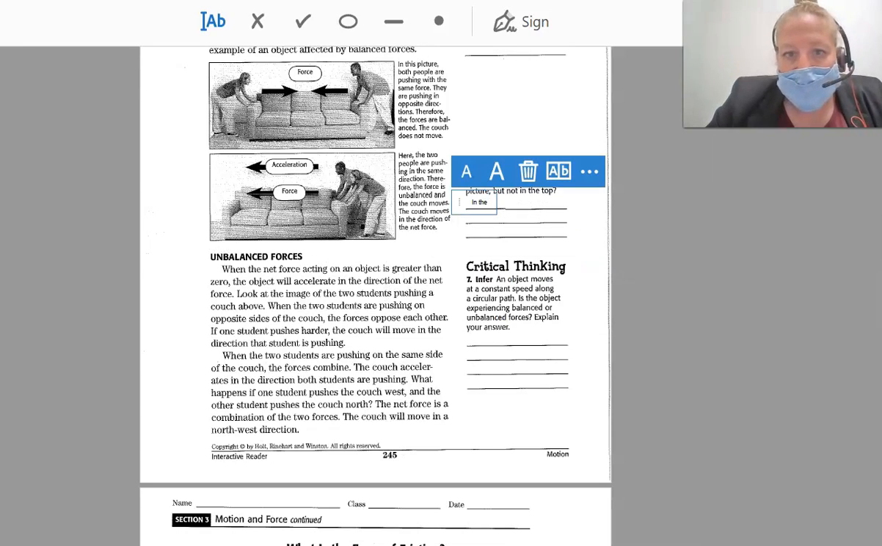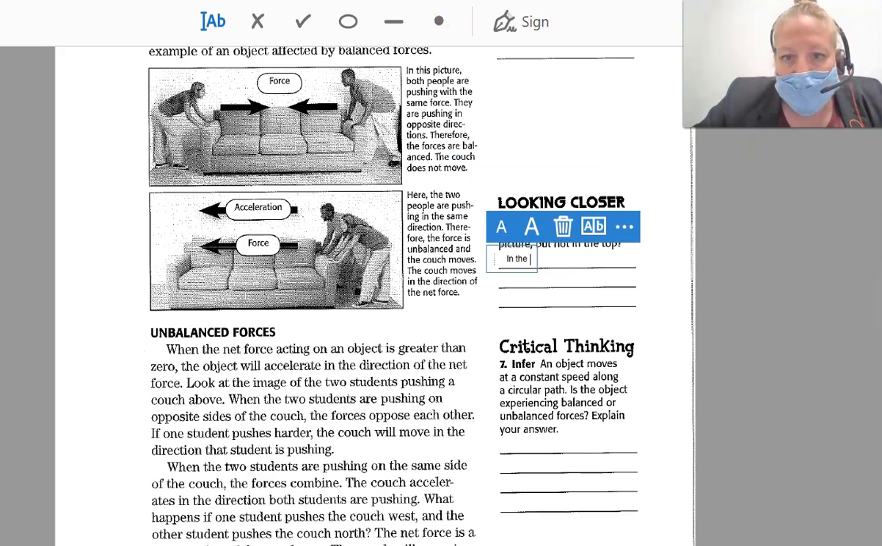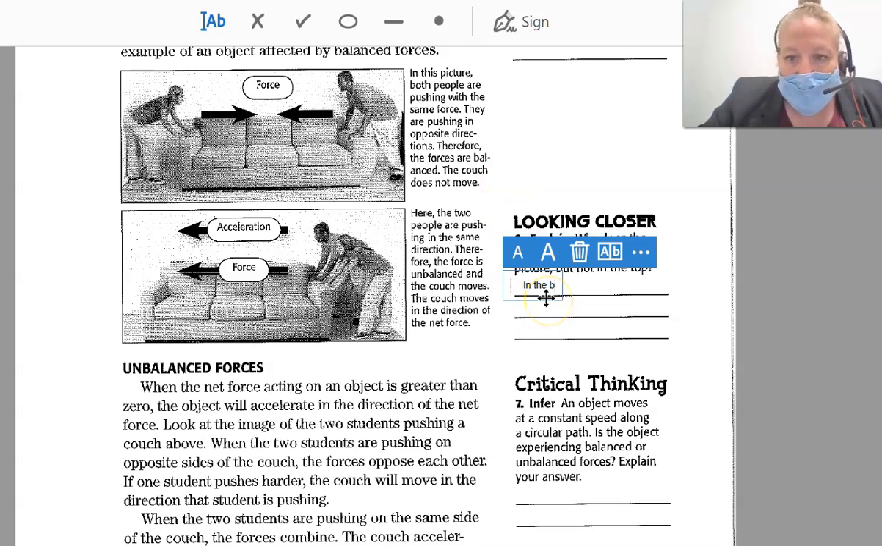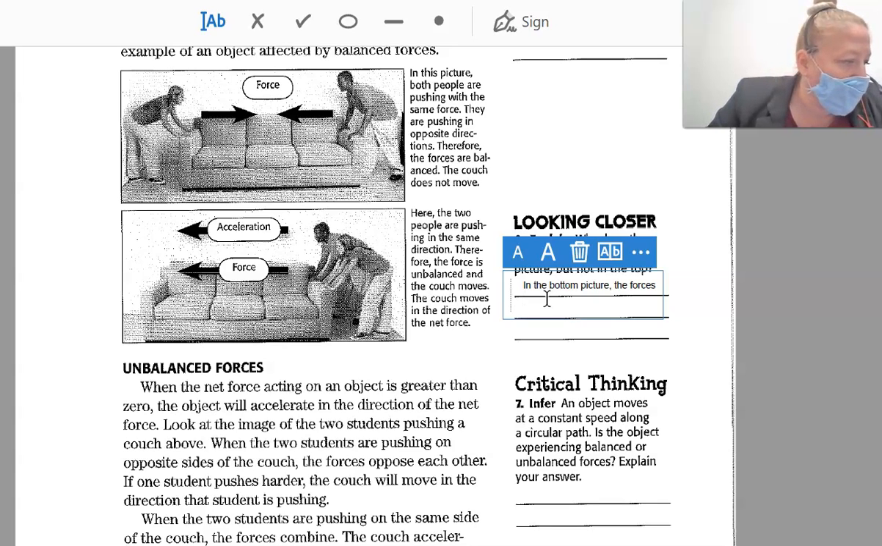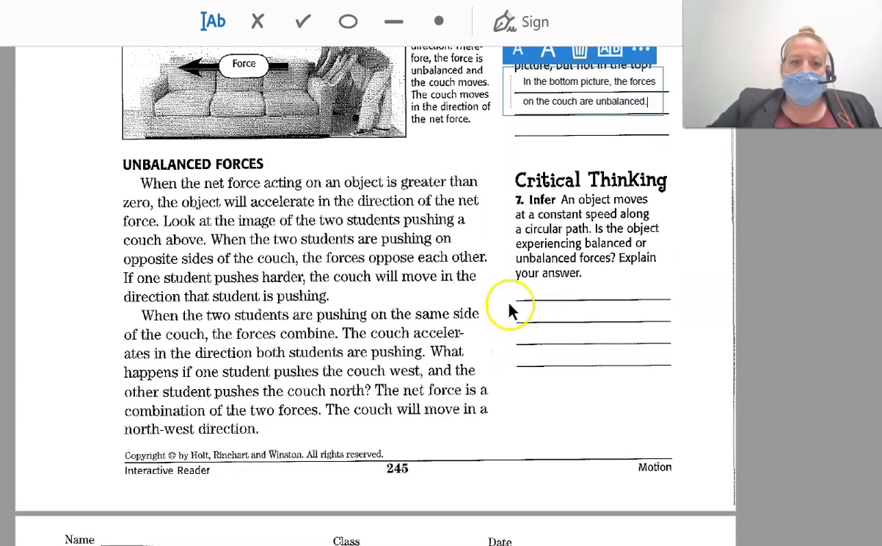Okay, in the bottom picture, the forces on the couch are unbalanced. Okay? Unbalanced forces. When the net force acting on an object is greater than 0, the object will accelerate in the direction of the net force.